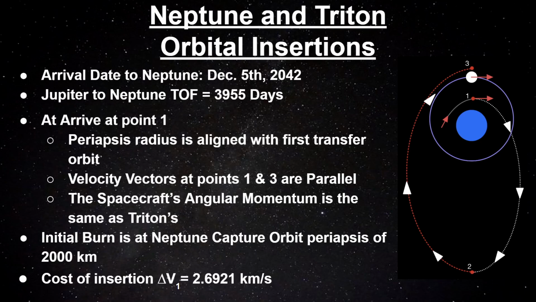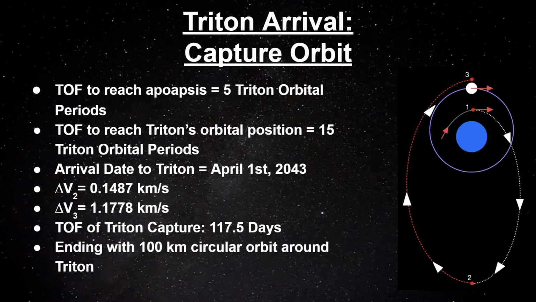The initial burn at Neptune's capture orbit will be at a periapsis of 2,000 kilometers, and the cost of the initial insertion will be a delta V of 2.6921 kilometers per second. The time of flight between point 1 and point 2 will be a total of 5 Triton orbital periods, and the time of flight between point 2 and point 3 will be a total of 15 Triton orbital periods. This will give us a final arrival rendezvous date of April 1st, 2043.